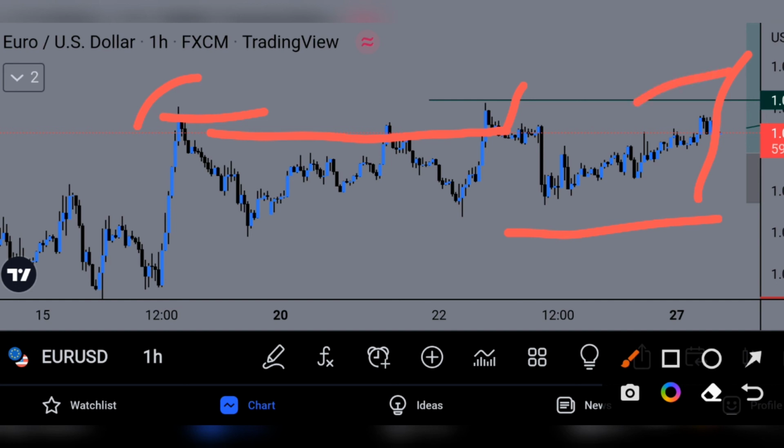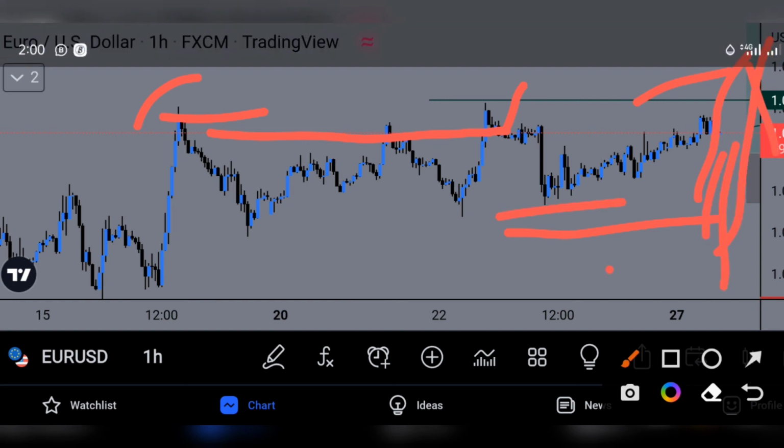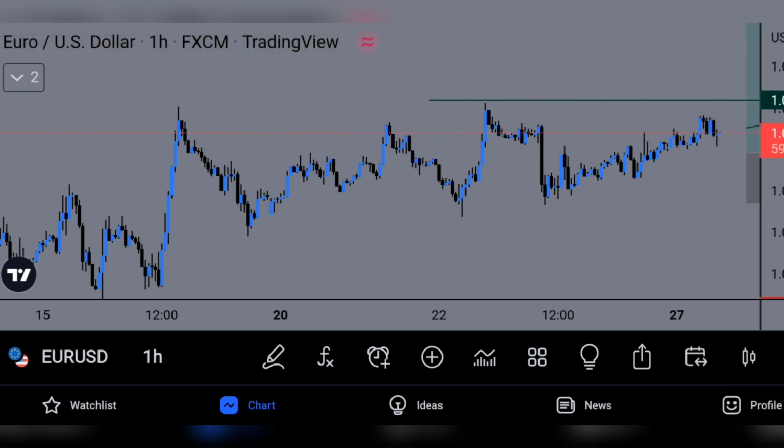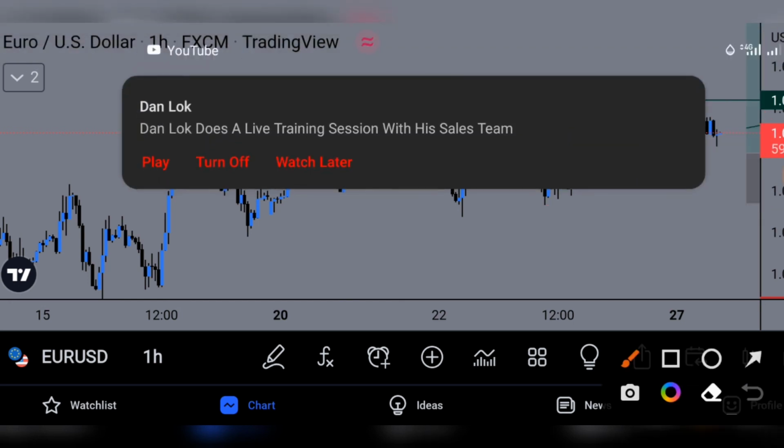You understand? Now without this low being broken, when we break this high and retrace, without this low being broken, I'll definitely be bullish. You understand? Well, I don't really know. Let me explain further, right?